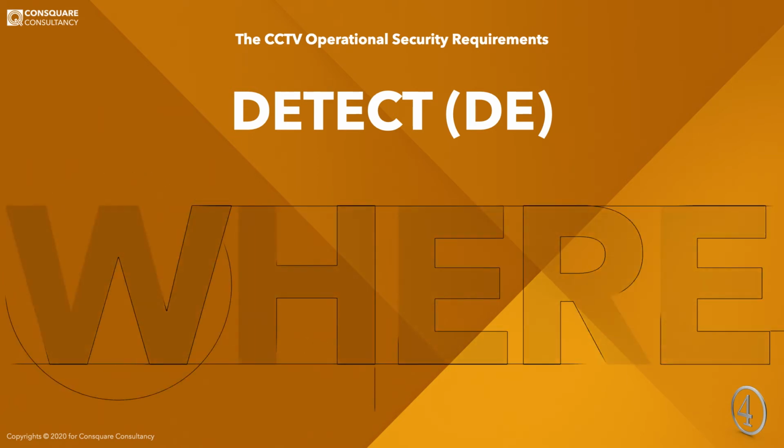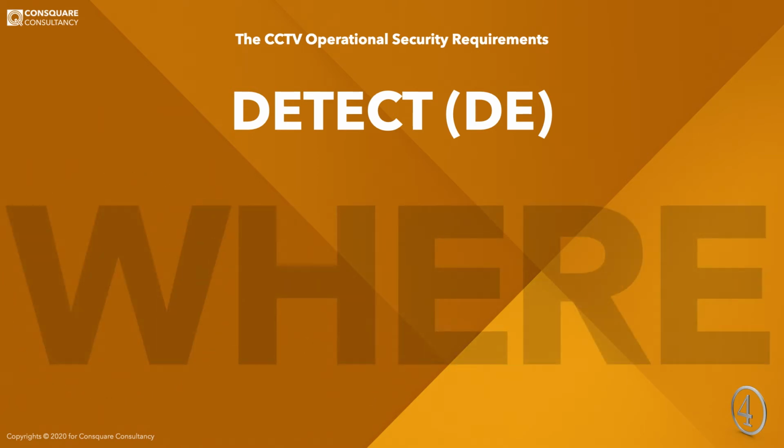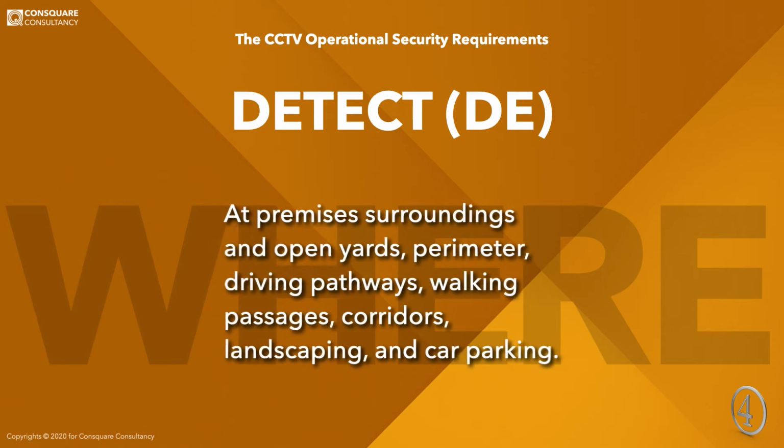Where are the detection cameras installed? At premises surroundings and open yards, perimeter, driving pathways, walking passages, corridors, landscaping, and car parking.